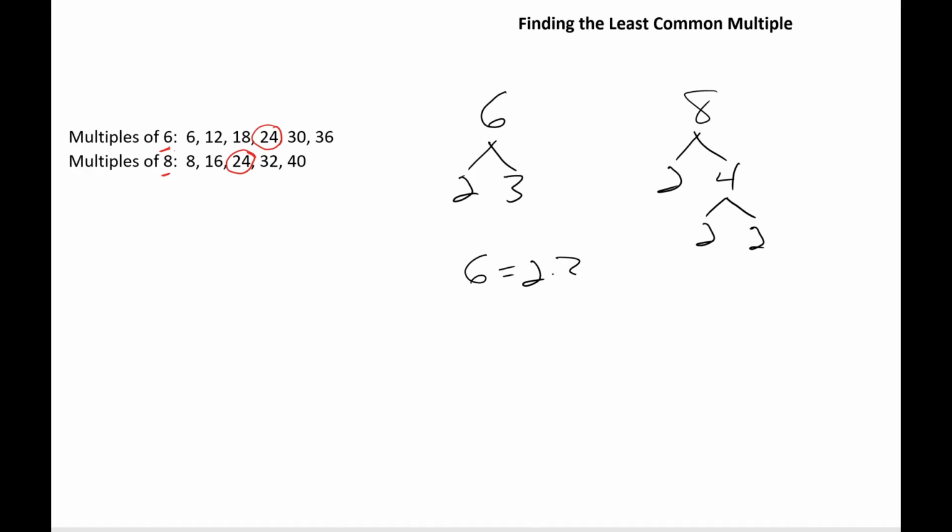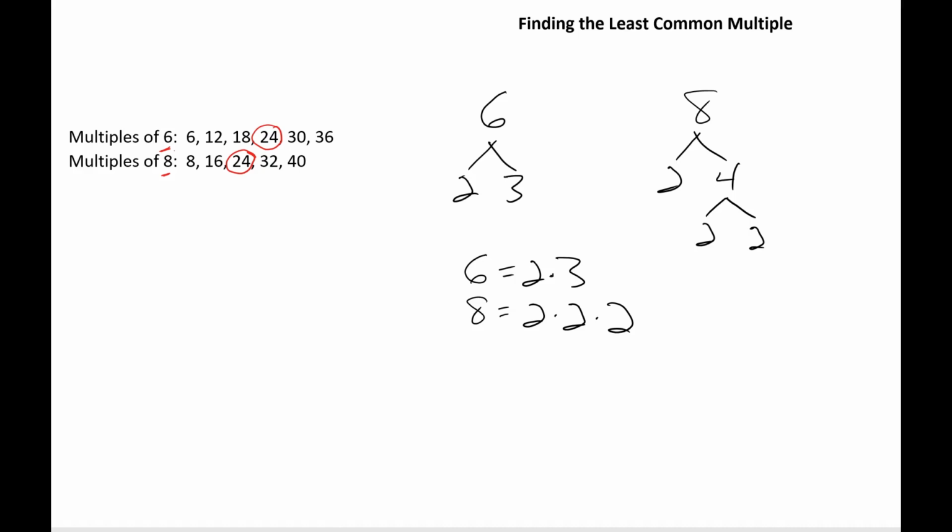So first, let's find the prime factorization of each of our two numbers, 6 and 8. So 6 breaks down into 2 and 3, 8 breaks down into 2 and 4, and then 4 breaks down into 2 and 2. So my prime factorization of 6 is 2 times 3, and my prime factorization of 8 is 2 times 2 times 2.